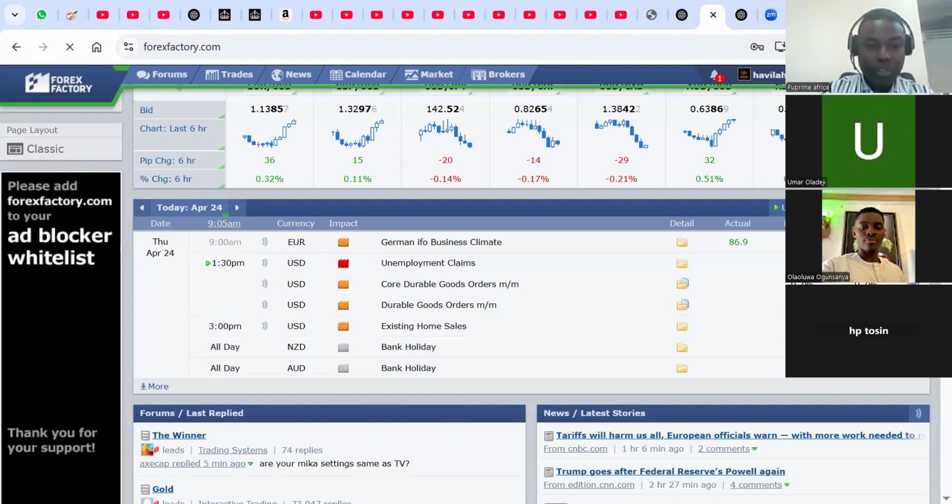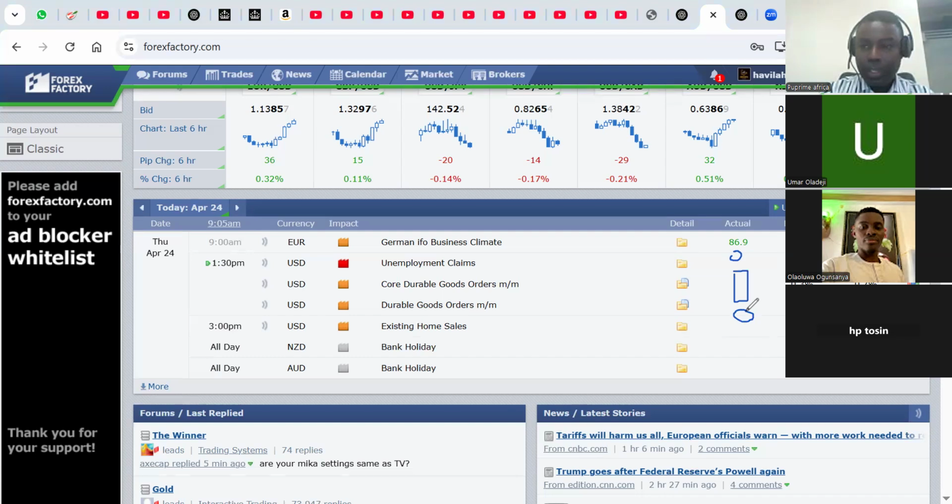So our focus is going to be on the dollar, and there are about 4 US dollar events later today. By 1:30 p.m., there'll be unemployment claims, core durable goods orders, and existing home sales. Now, the unemployment claims is a high impact event, while durable goods orders and existing home sales are medium impact events. The unemployment claims is a completely different type of data compared to the core durable goods orders and durable goods orders. These two are actually related. Then the existing home sales is another data altogether.